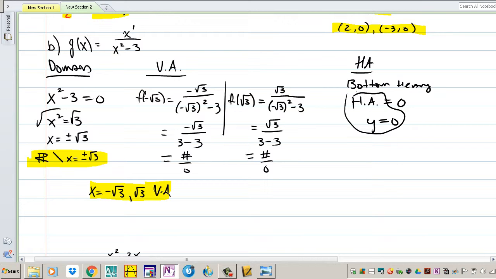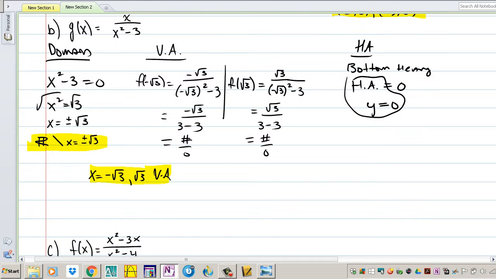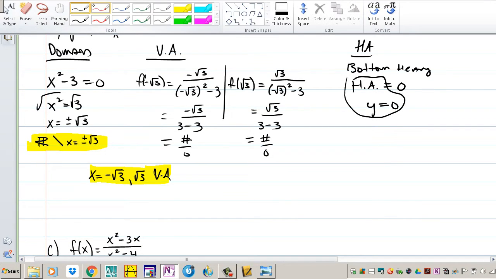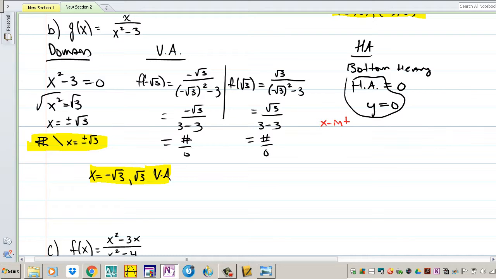And x-intercepts. Let's see if I can squeeze it in here. Let me do another color. To find x-intercepts, we set the y equal to 0. So we're going to set g of x is 0 is equal to x over x squared minus 3. And if I want to eliminate the denominator, I want to multiply both sides by what the denominator is. So that goes away. This is 0, and x is equal to 0. So that means that 0, 0 is my x-intercept.